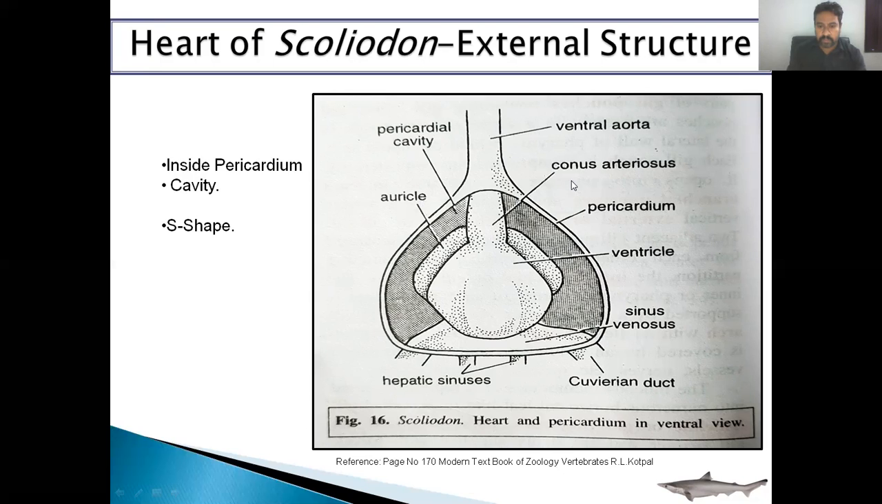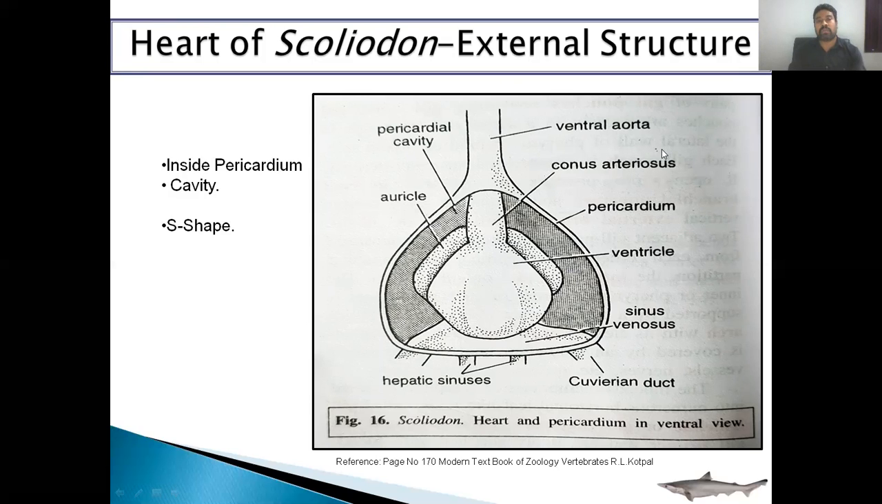So if we see this slide, we can see there are a total of four chambers. This heart is situated inside this pericardium, which is the covering of the heart, inside this pericardial cavity. This is the first chamber, called the sinus venosus, which is an accessory chamber. And this sinus venosus opens to the auricle, which is the second chamber and a primary chamber. And this auricle opens to the ventricle, which is the third chamber, a primary chamber. And this ventricle now opens into the conus arteriosus, which is the accessory chamber.